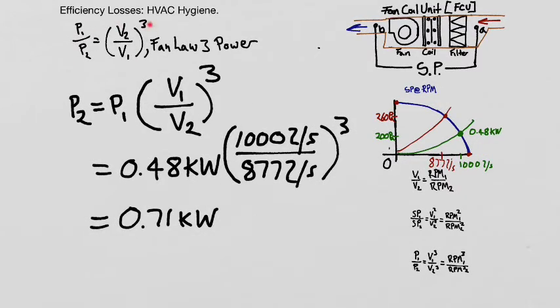Relating power to the cube of the velocity, manipulating, and then plugging in our numbers, we get 0.71 kilowatts for the operation of our fan with the moderate soiling.